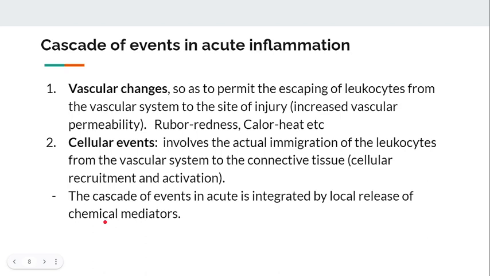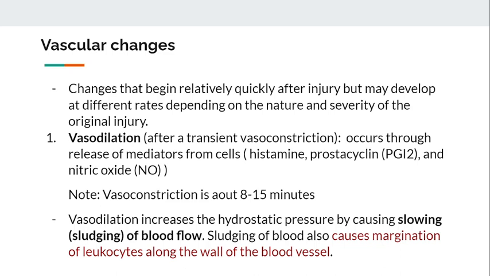So I'd say take note of the chemical mediators now, so that as you go into immunology, you're able to understand them. So number one, vascular changes. Number one, there is vasodilation, and vasodilation is just after a transient vasoconstriction. It occurs through the release of mediators from cells, which include histamine.